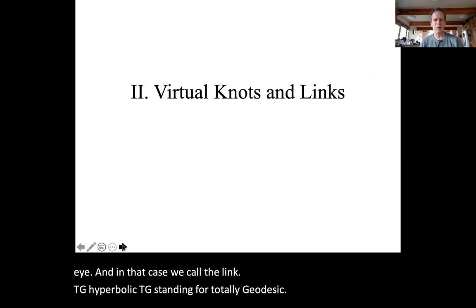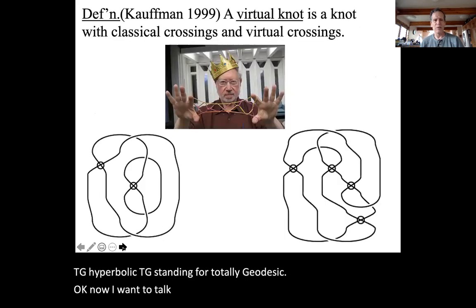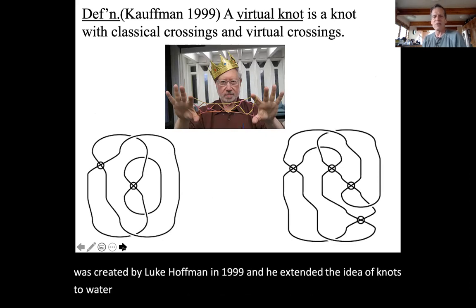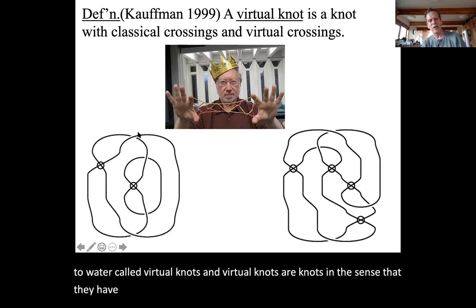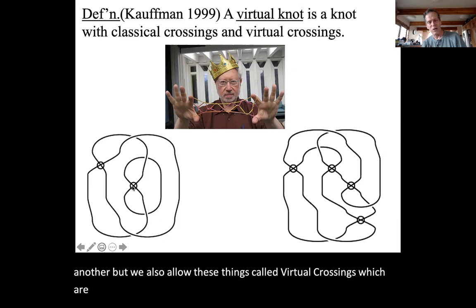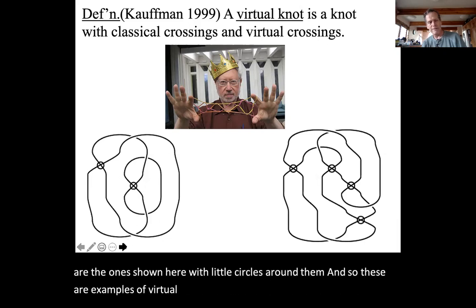Okay, now I want to talk about virtual knots and links. This is an idea that was created by Louis Kauffman in 1999, and he extended the idea of knots to what are called virtual knots. Virtual knots are like knots in the sense that they have classical crossings where one strand crosses over another. But we also allow these things called virtual crossings, which are the ones shown here with little circles around them. And so these are examples of virtual knot diagrams.